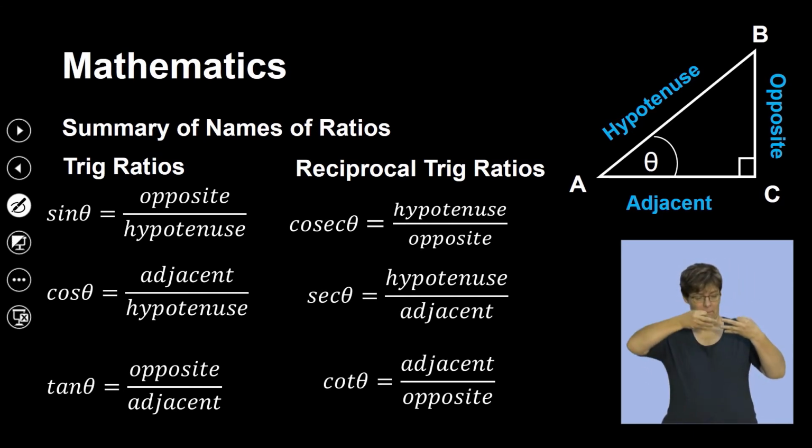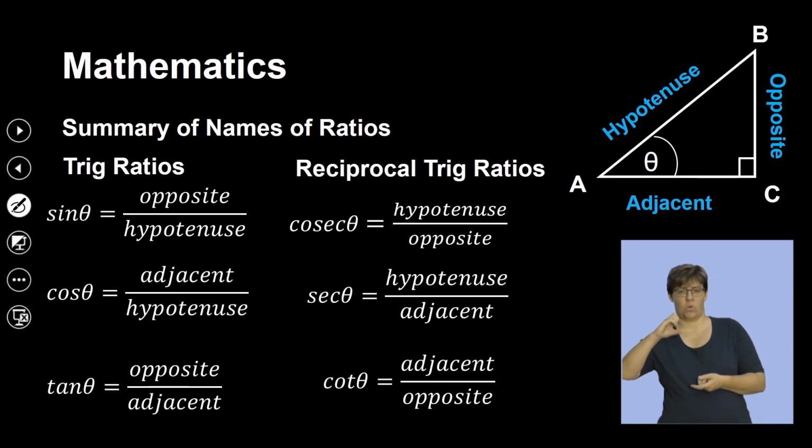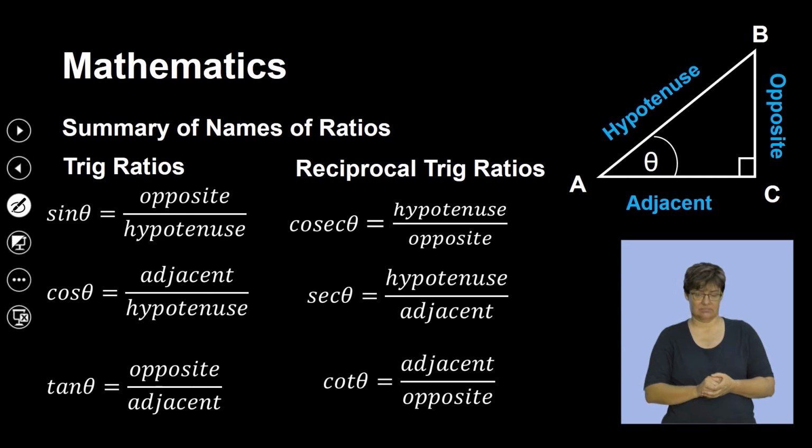And remember we also have the reciprocal trig ratios, which are normally linked to their original trig ratios that we have, the three ones, right? Sine correlates with the cosec, and cos correlates with the secant, and tan correlates with the cot or the cotangent ratio.